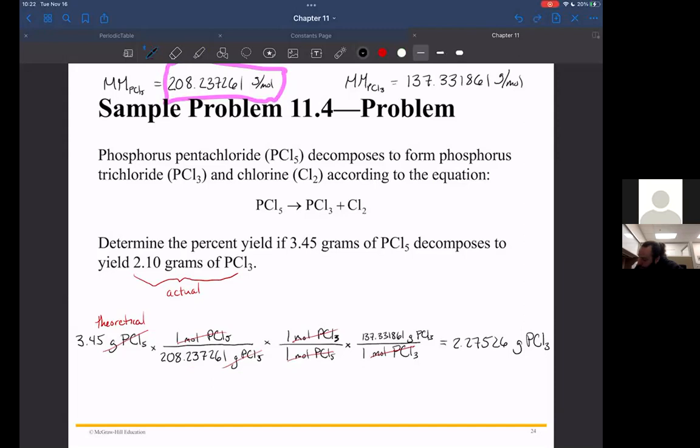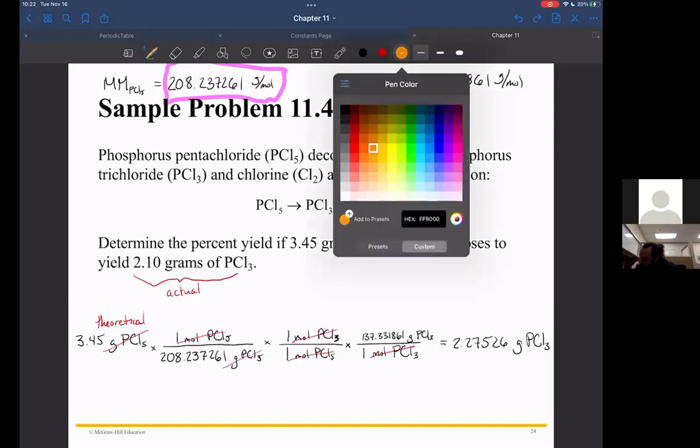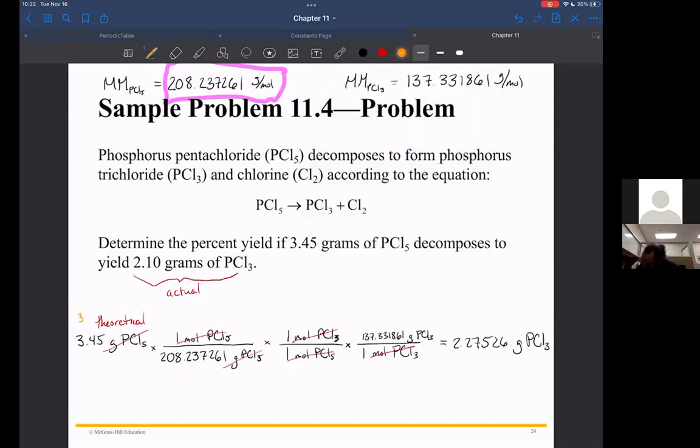Okay, so last step always, because we're chemists, is sig figs. I have 3 sig figs at my starting number. I took all my digits for my molar masses, so I don't have a problem there. And then mole ratios are exact, so I'm not going to consider that. And I'm going to mark that. Okay. So if I was asked what the theoretical yield was, I would say 2.28 grams of phosphorus trichloride. All right, this is the theoretical yield.